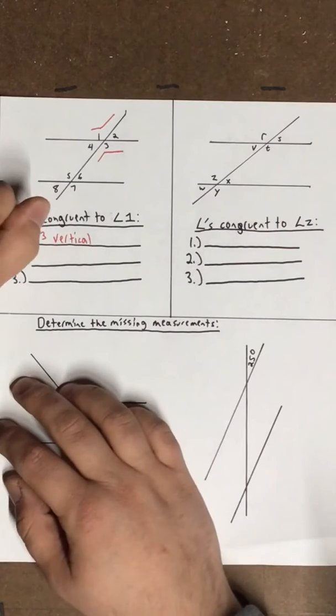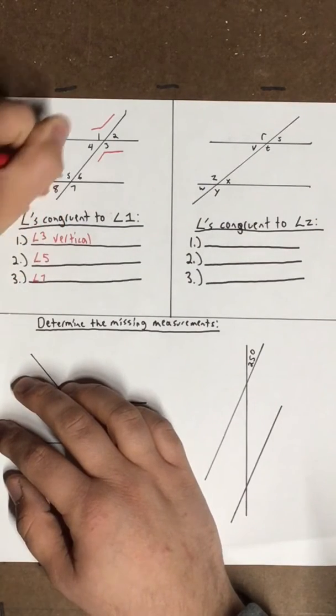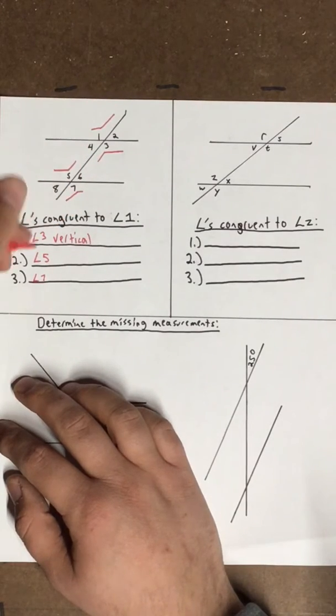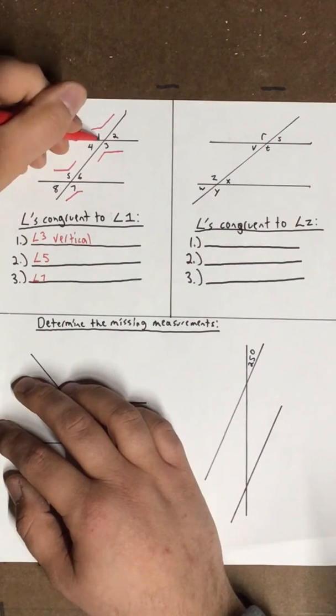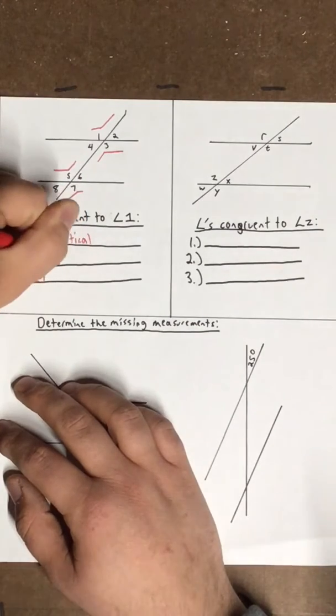The other two angles that work in either order are angle 5 and angle 7. They're also these large obtuse angles. Angle 5 is going to be congruent because it's corresponding. Angle 1 is in the top two numbers to the left, 5 is in the top two numbers to the left. So this one is going to be corresponding.